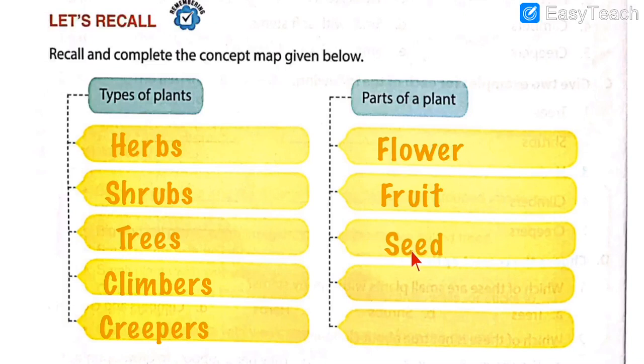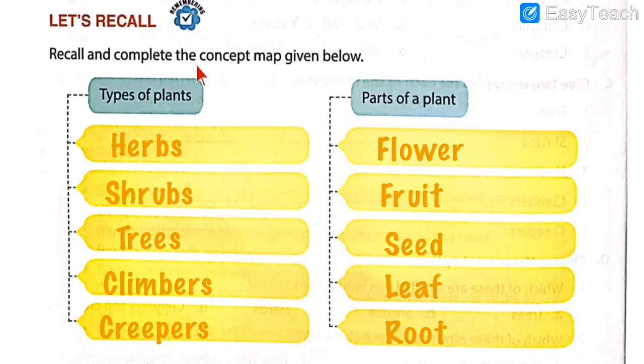Number 3, seed. The part from which a baby plant grows is called seed. Number 4, leaf. The flat green part that makes food for the plant is called leaf. Number 5, root. The part that fixes the plant to the ground is called the root. So these are the 5 parts of a plant.